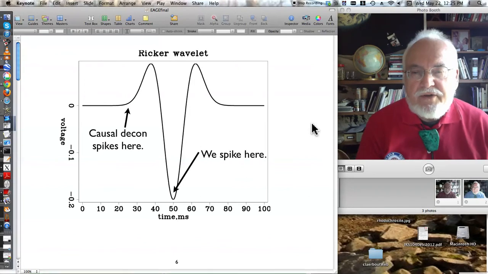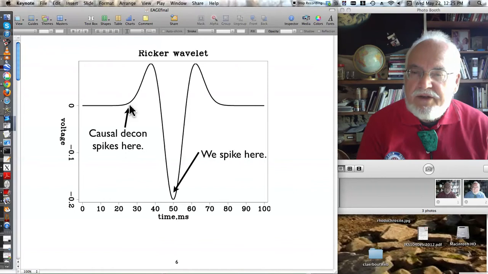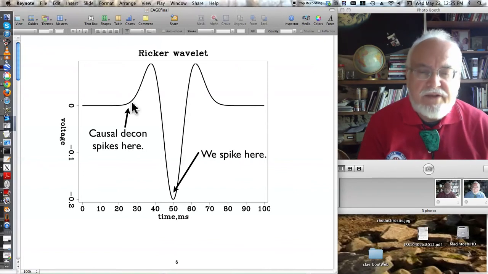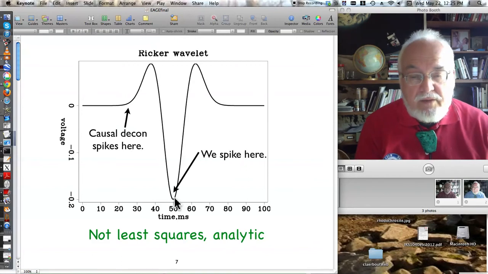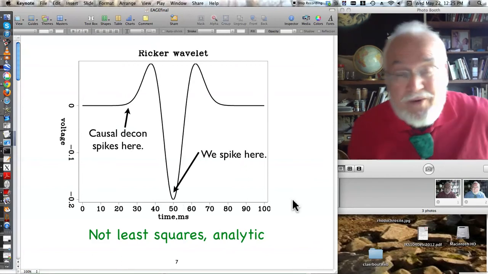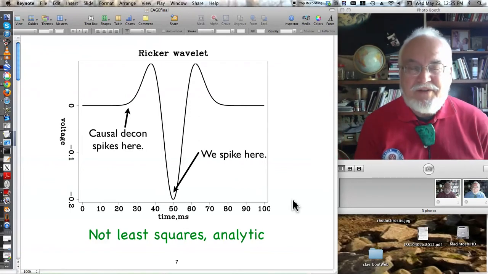Start with the definition of a Ricker wavelet. You probably all know about it. Causal deconvolution, the industrial standard, will try to create a spike here at the onset. What I'll be doing is creating a spike here in the middle. Probably a lot of people have tried this, but there are a lot of ways to make it not work right. At least I certainly discovered a bunch of them.